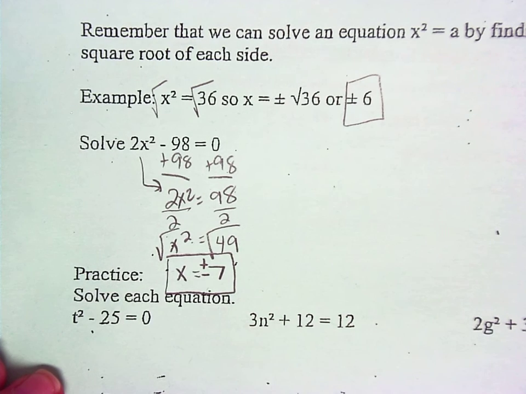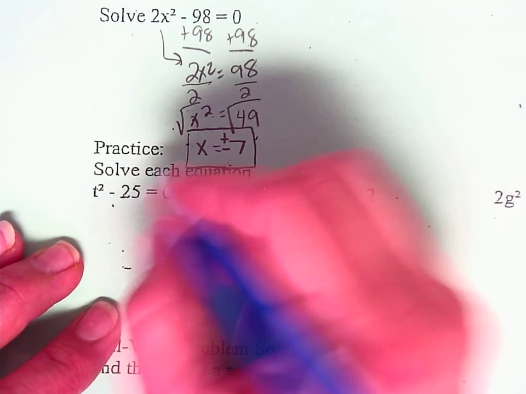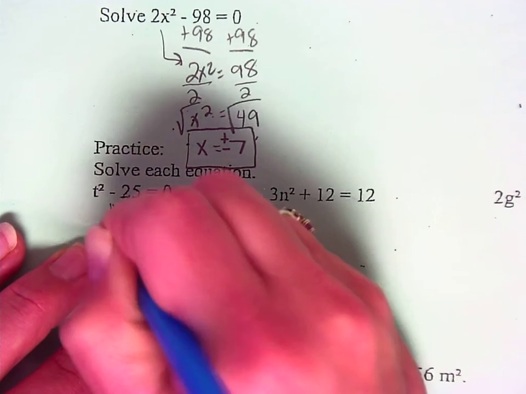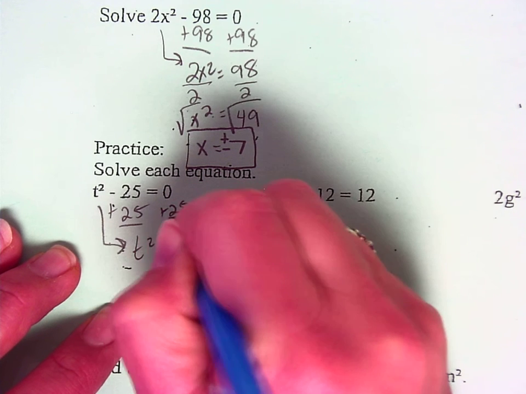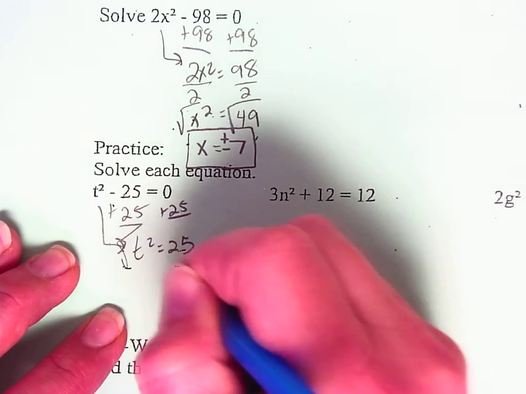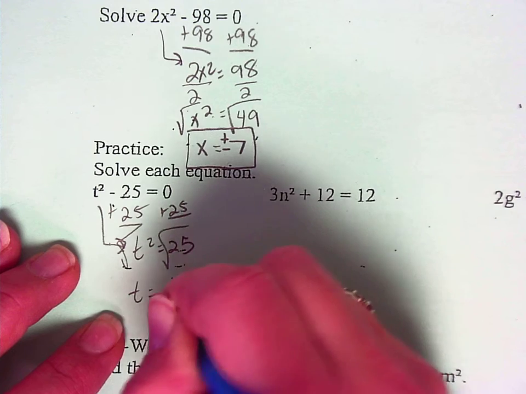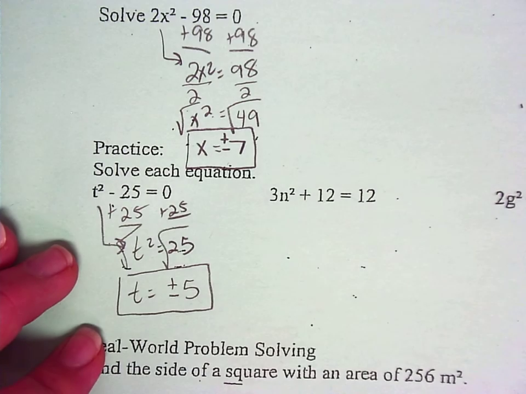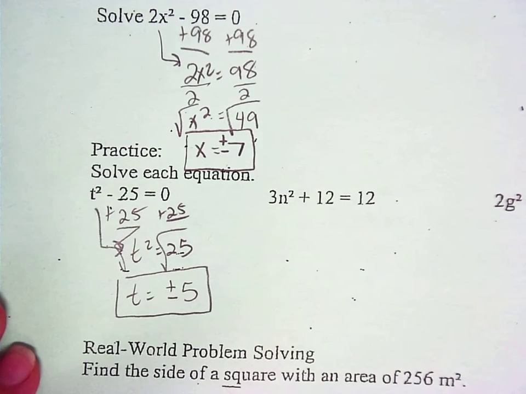Let's try some of these. Solve each equation. So if we have t squared minus 25 equals 0, add 25 to both sides. We have t squared equals 25. There we go. Now square root. T equals +5 or -5. So there are your two solutions, +5 or -5. If you were going to graph this, you'd have a parabola that would cross the x-axis in two places.